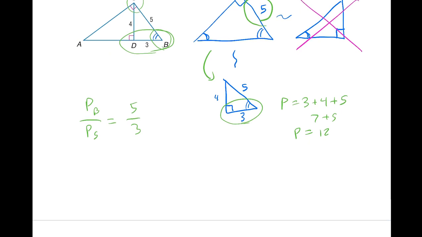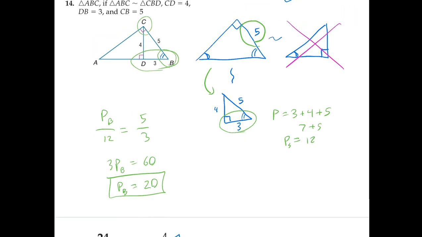And so then we go down here and we go, well, we know the perimeter of the small one is 12. So I'm going to go ahead and erase that and put a 12 here. And then we just multiply. So we get 3 times perimeter of the big equals 60. And so dividing, we get perimeter of the big one must be, I couldn't do math there for a second, perimeter is 20.